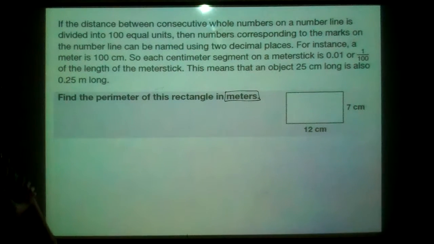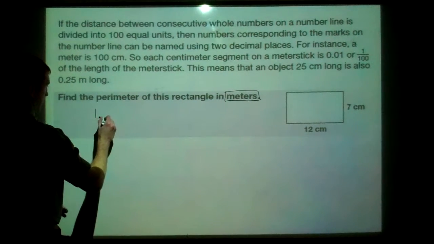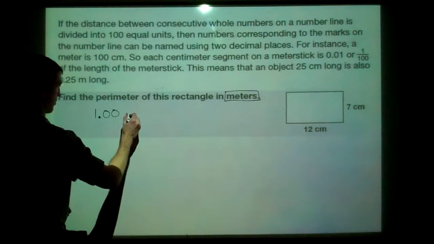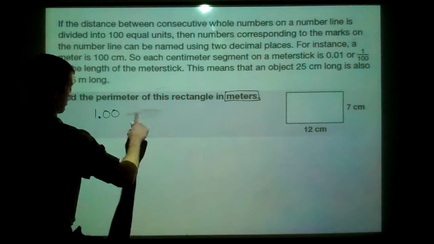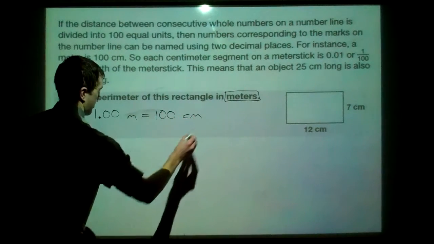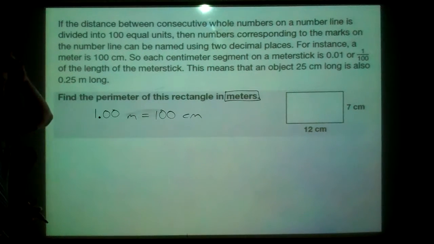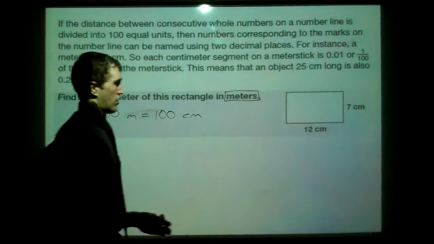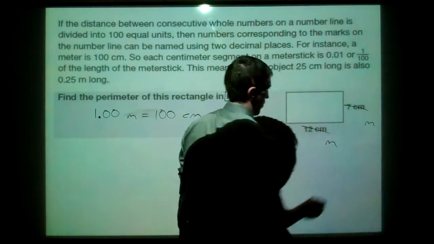It's safer. Alright, so we know that 1 meter, I'm going to write it like this, 1.00 equals 100. Oops, probably want my units in there. 1 meter equals 100 centimeters. So 1 meter equals 100 centimeters, and we want to convert 12 centimeters and 7 centimeters to meters. So we want to turn these into meters. We don't know what they are yet.